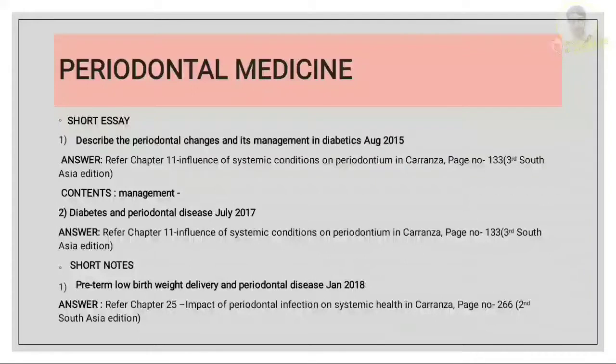Coming to the next question, diabetes and periodontal disease. Again, refer to chapter 11. They have mentioned it in more detail. Now coming to the short note, preterm low birth weight delivery and periodontal disease. The answer to this question you will find in chapter 25, Impact of Periodontal Infection on Systemic Health, in Carranza, 2nd edition. It's not there in the 3rd edition, so please refer to the 2nd South Asia edition of Carranza.